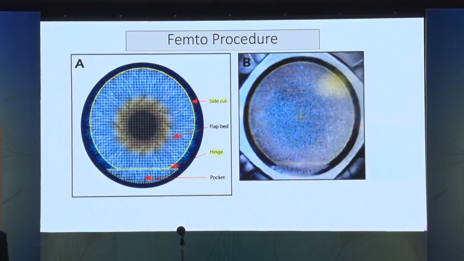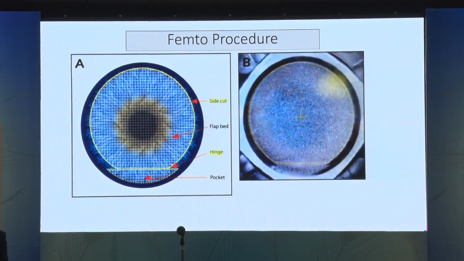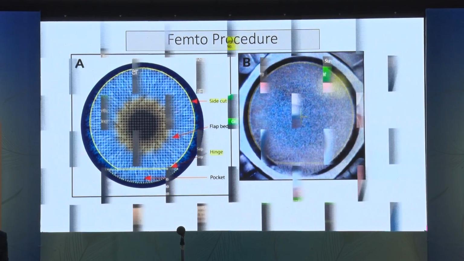So this is the basic diagram of the flap. You can see that there's a side cut, a flap bed, a hinge, and a pocket. And in the FS200, instead of the pocket, there's a canal. Basically, these two serve as a venting mechanism for gas bubbles to escape, so as to reduce the OBL, or the opaque bubble layer, which inhibits the lifting of the flap.